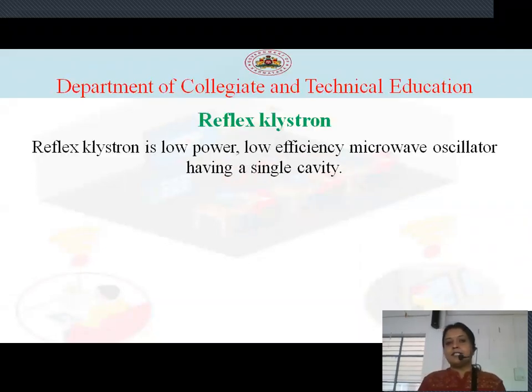In the last session, we studied the two-cavity Klystron amplifier. But that two-cavity Klystron is nothing but an amplifier, whereas this reflex Klystron is an oscillator. Therefore, reflex Klystron is a low power, low efficiency microwave oscillator. That is, it is generating signals. It is not amplifying, but it is generating oscillations. Therefore, it is a microwave oscillator circuit.